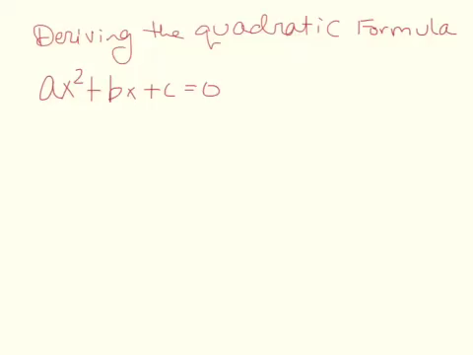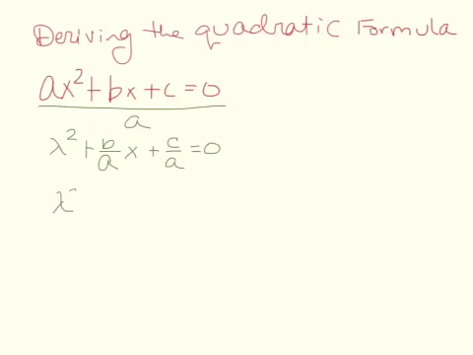Deriving the quadratic formula involves completing the square. So let's follow the process for completing the square. Step 1, you're either going to move C or you're going to divide by A. So let's divide by A first. After you've divided by A, what should we do next? Then you should subtract C over A.